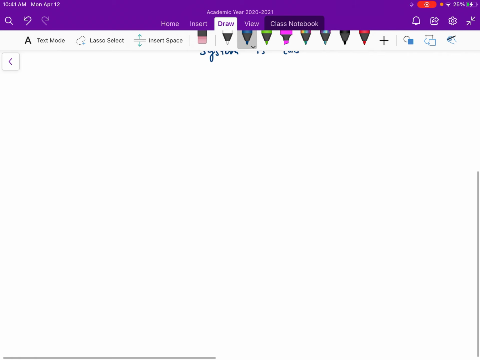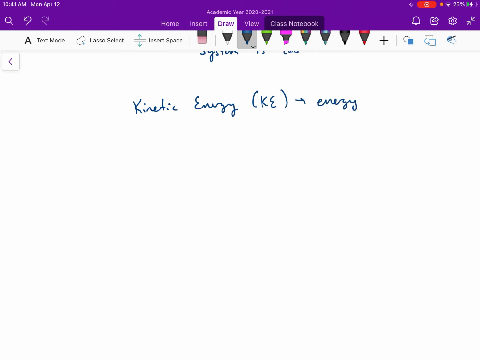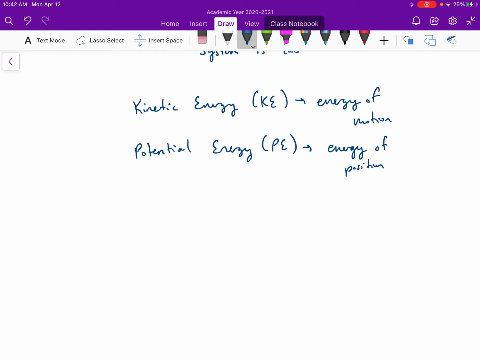Okay. Let's talk about energy in general, right? So in general, we have two primary types of energy. We have kinetic energy, which is KE, and that is usually the energy of motion. And then we have potential energy, which is PE, and that is referred to as the energy of position, which is often referred to as stored energy.